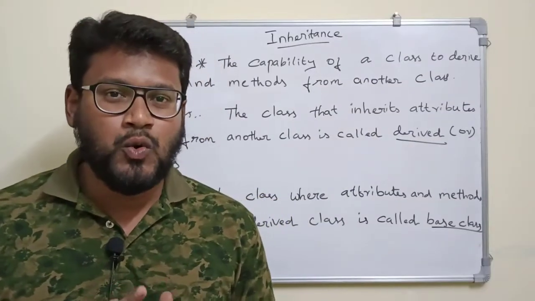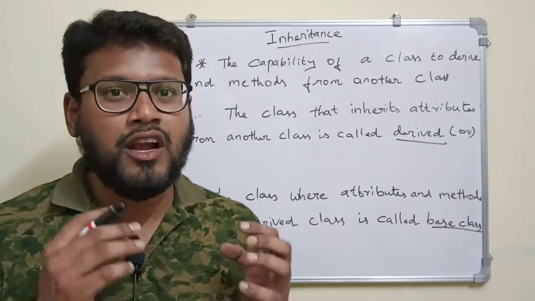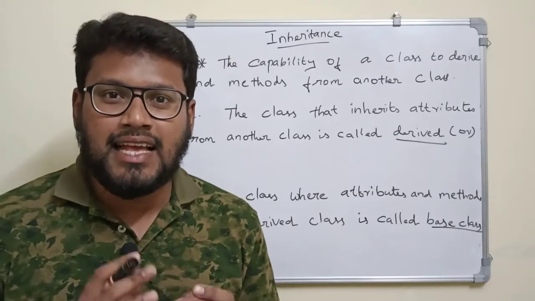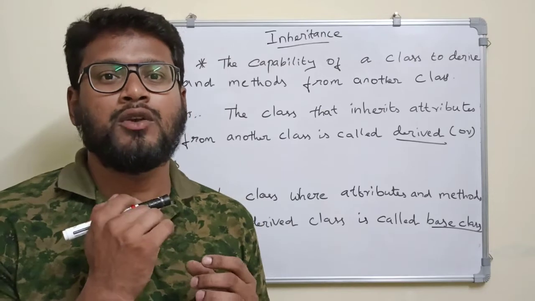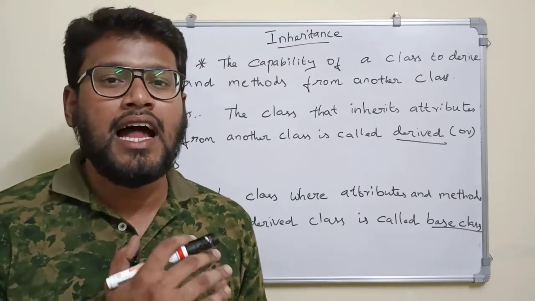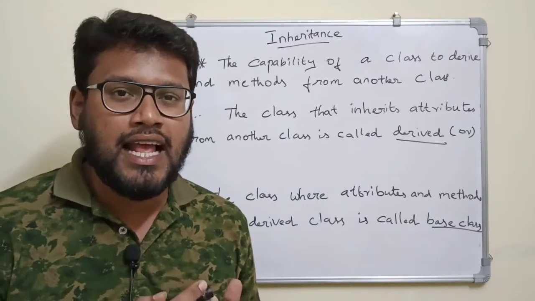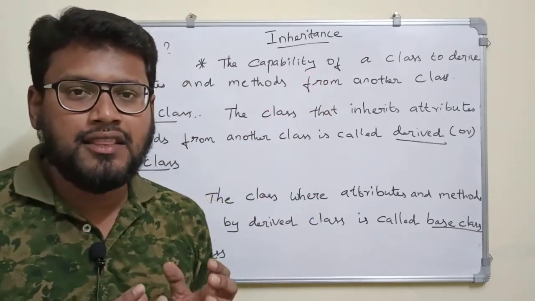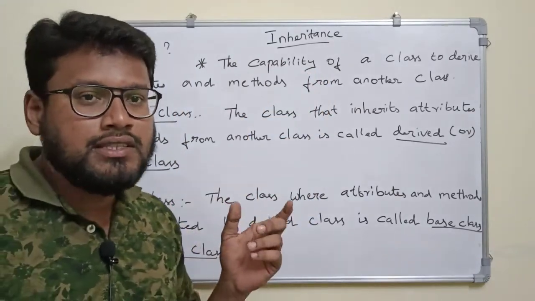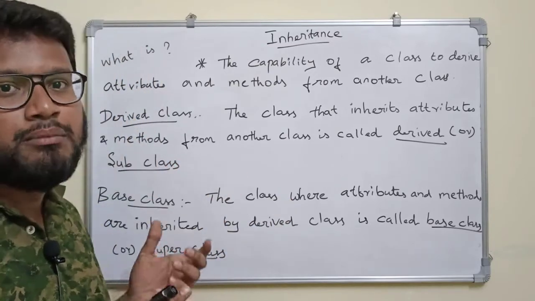Let's see what is meant by inheritance. We already know about a class. A class can have a number of attributes and a number of methods. So two classes can share their attributes and methods from one class to another class. It's called inheritance. In inheritance, there are two categories: one is a derived class and another one is a base class.